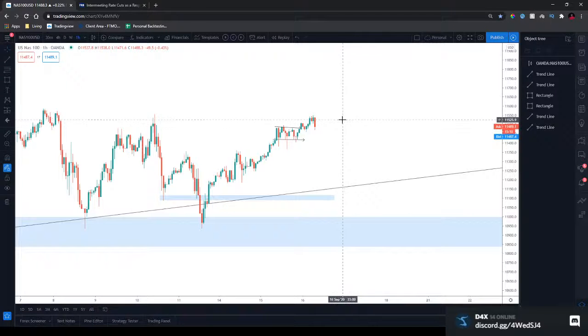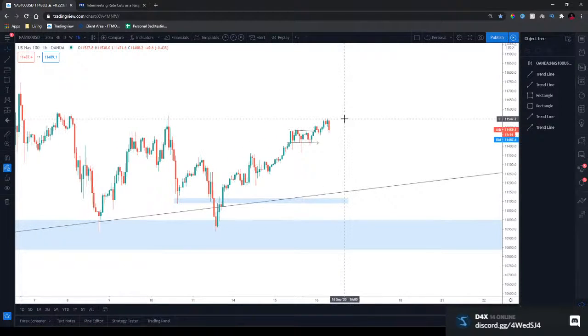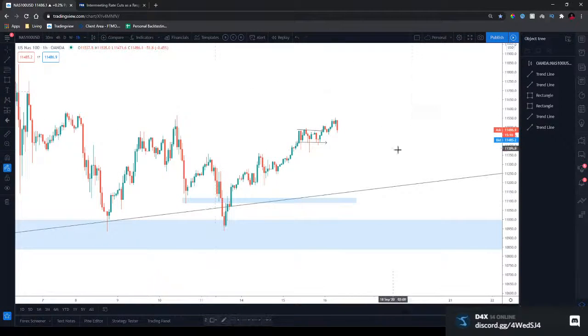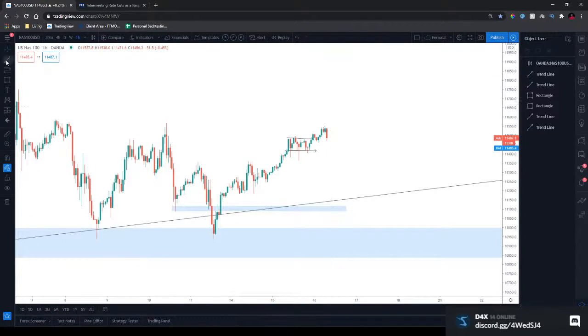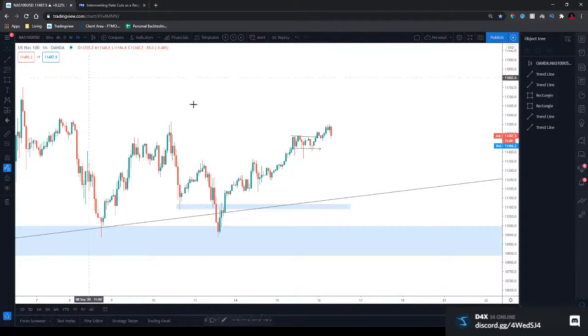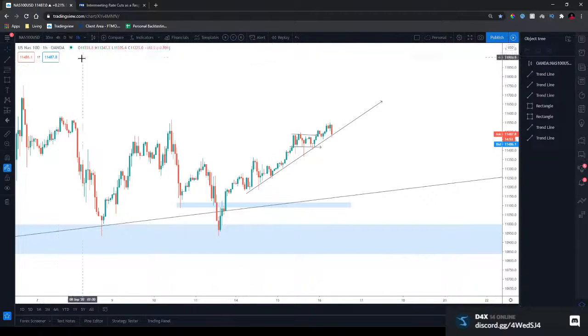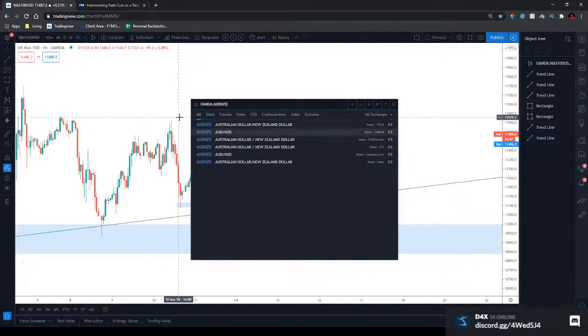AUD NZD, I got you. So to close this up, I have to wait for something a whole lot cleaner, a whole lot better. And that's pretty much all we got right now. I need a clear impulse and a clear correction, a clear pattern. Possibly on the 15 minute it will be clear. Alright, AUD NZD.